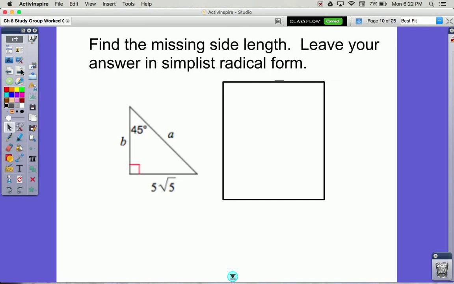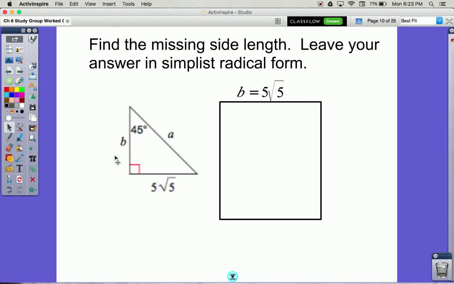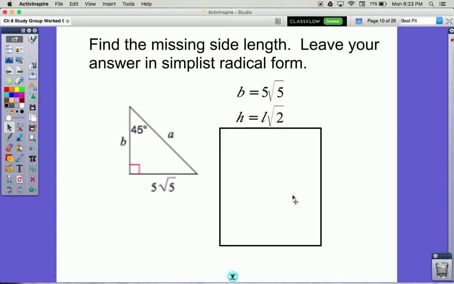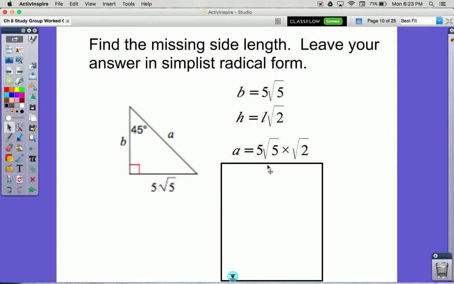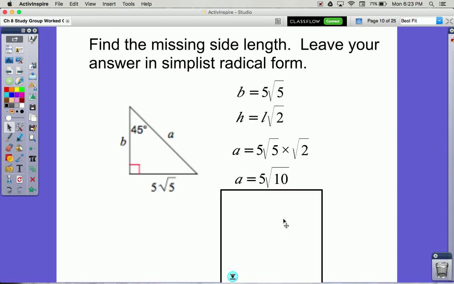So find the missing side lengths and leave your answer in simplest radical form. So this is a 45, 45, 90 triangle. So since this is a 45, 45, 90 triangle, B has to equal 5 radical 2, because these will be the same length. So then our rule is that the hypotenuse equals the leg times the square root of 2. So my hypotenuse, A, equals 5 square roots of 5 times the square root of 2, which equals 5 times the square root of 10, because you're going to multiply the numbers that are under the radicals.